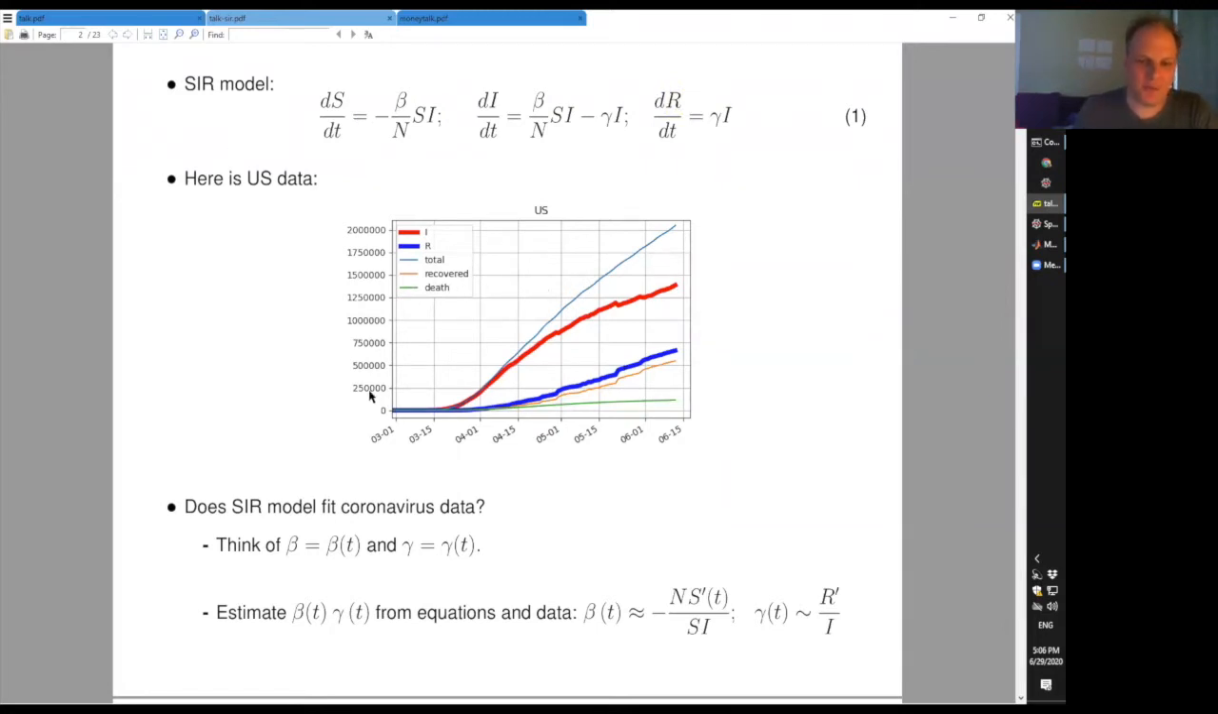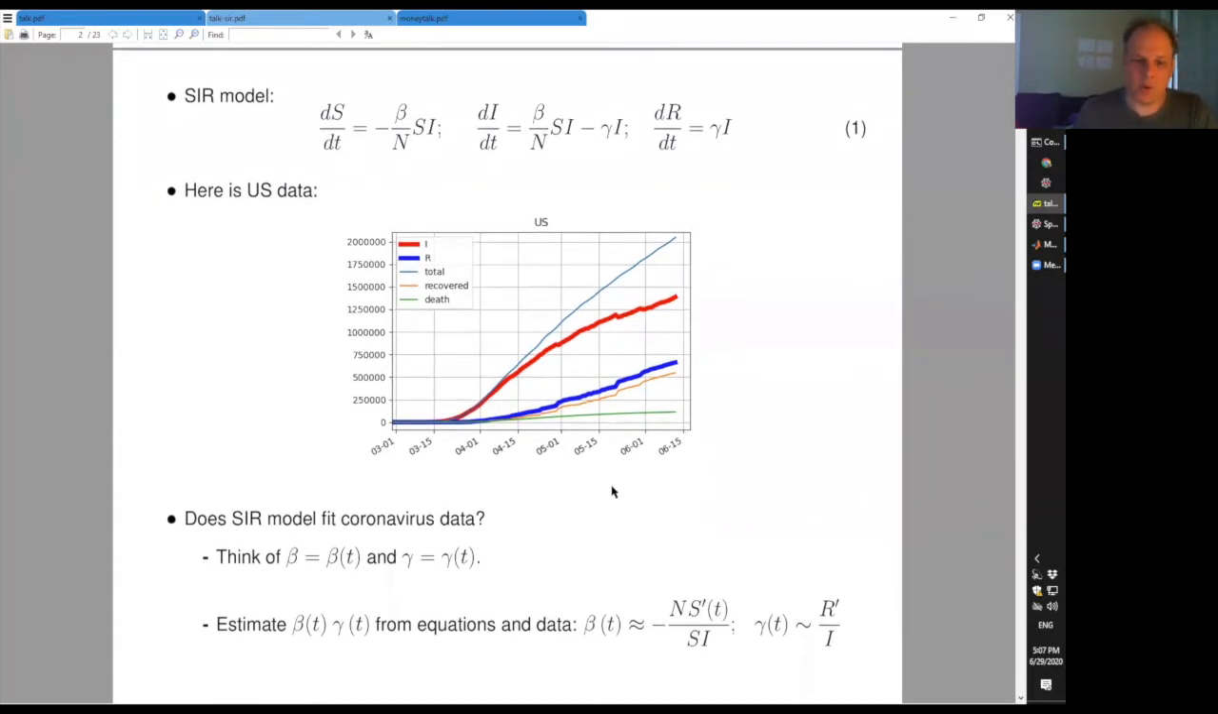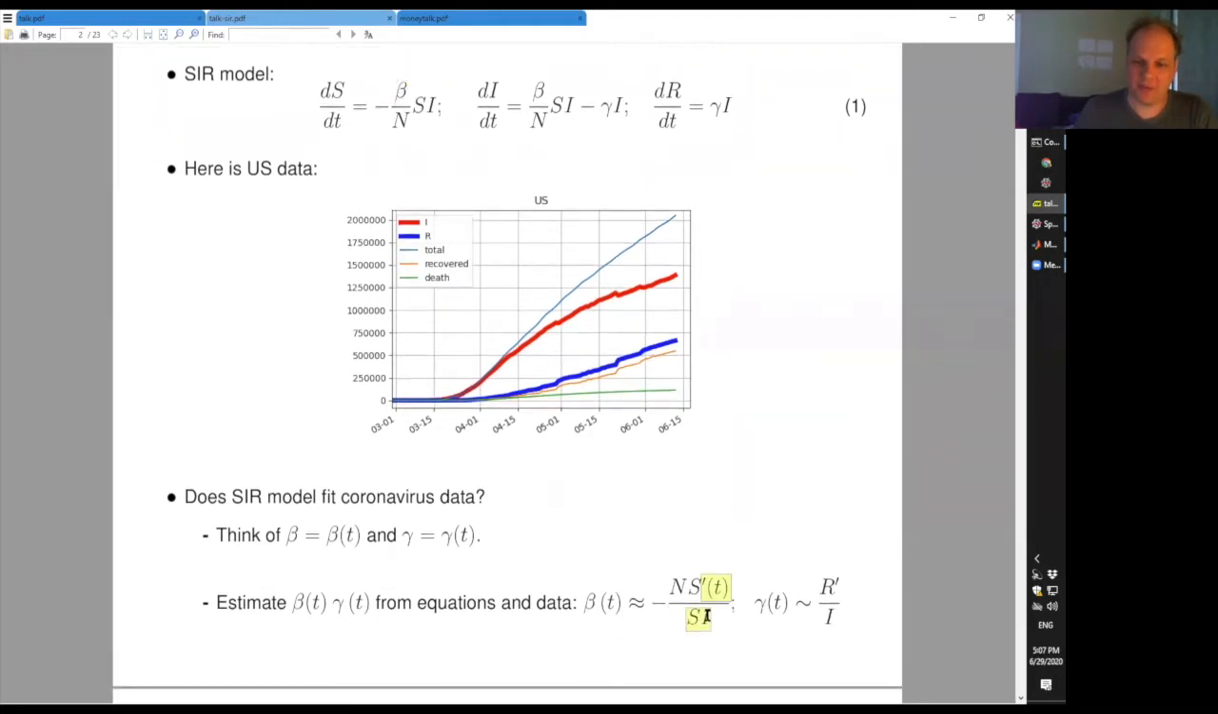So here's some data from the US showing the number of infected individuals in red here. And this R is the recovered plus dead individuals, okay? And the question is, does this very simple model say anything about reality? Can it actually be fitted to some real world data? Well, one thing we can do is take this first equation and solve for beta. So then beta would be S prime over SI over here, right?